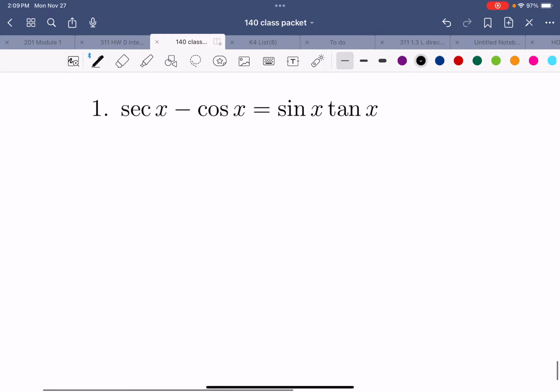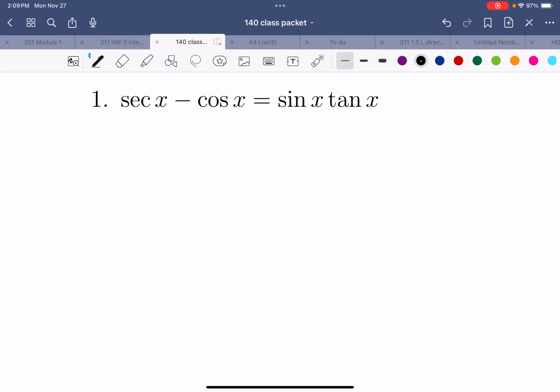Typically, our strategy here is going to be convert everything to sines and cosines, and then do your algebra to simplify. So that means I'm going to take the secant and the tangent, and I'm going to convert them to sines and cosines. So secant is 1 over cosine.